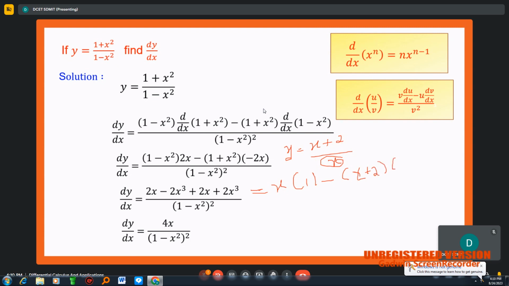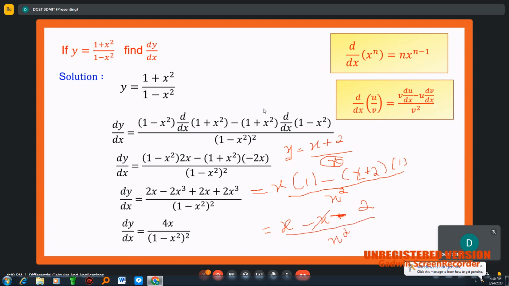Numerator is kept constant, x plus 2 is constant. Differentiation of the denominator: what is the denominator term? x. Differentiation of x is what? 1. Divided by denominator square, that is x square. Now simplifying, we get x into 1 is x, minus x into 1 is again x, minus into plus 2, minus into plus gives minus 2, divided by x square.